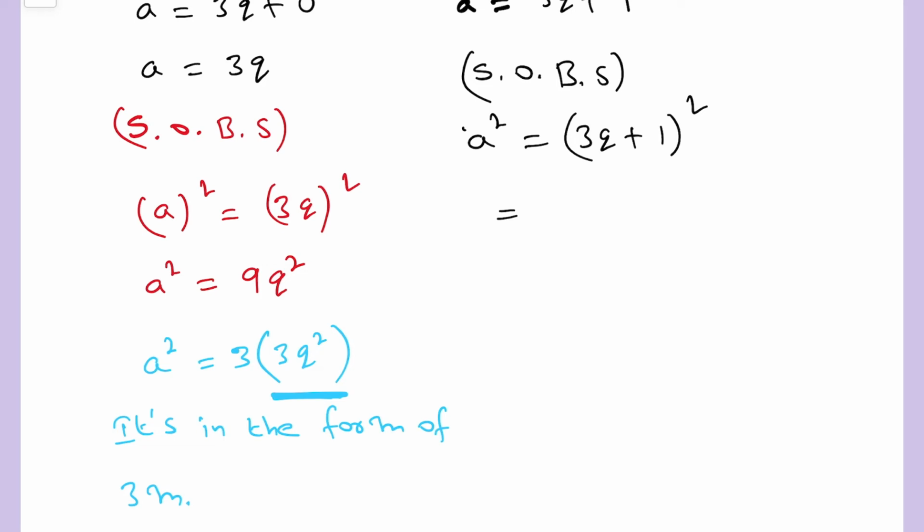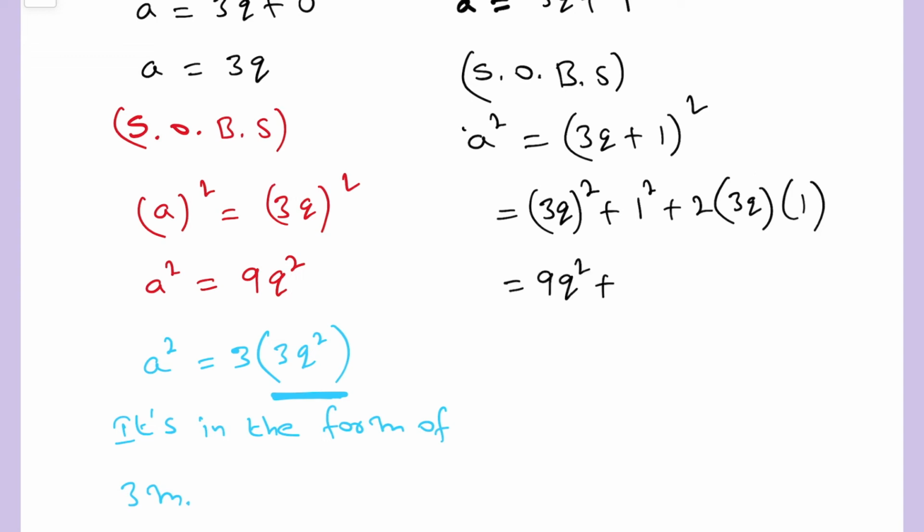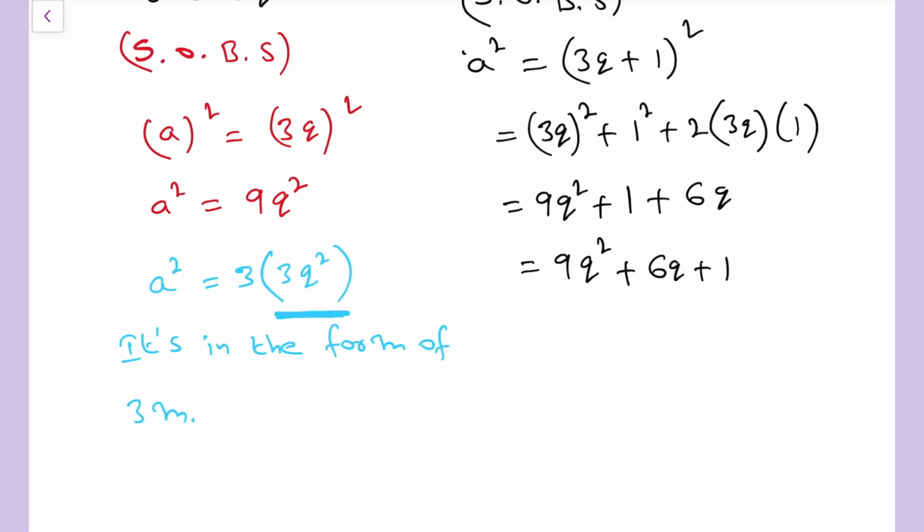So if we expand that, a square plus b square plus 2ab, that is equal to (3q) whole square, 9q square, plus 1 square, 1, plus 2 into 3q, 6q. So here I took 3 common, right? So here also I am going to take 3 as the common. Then if we take 3 common, 3 3s are 9, so 3q square, plus 3 2s are 6, so 6q.